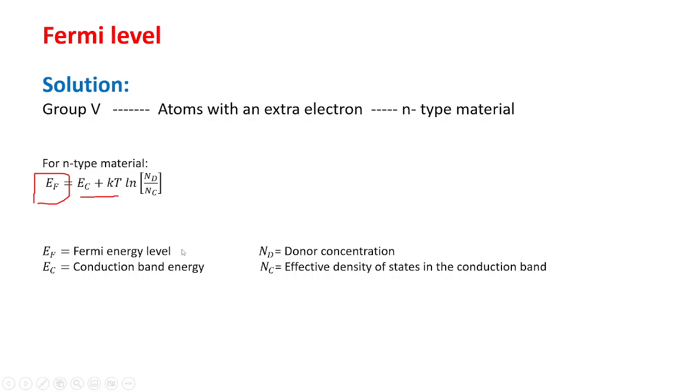So the formula is EF, the Fermi energy level, is equal to EC, the conduction band energy, plus KT, where K is the Boltzmann constant and T is the temperature. Note down that T is in Kelvin. In the question it is given in degree centigrade, so to convert it into Kelvin, we have to add 273 to the degree centigrade. Then plus natural log of Nd upon Nc. The donor concentration and effective density are both given in the problem. So going back to the problem.